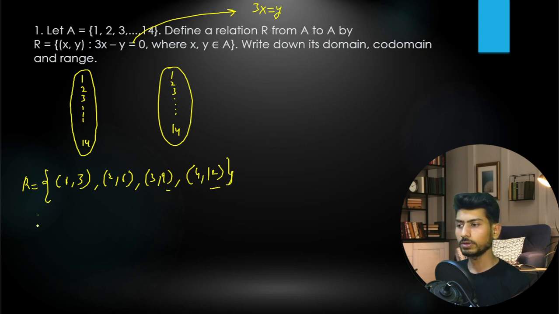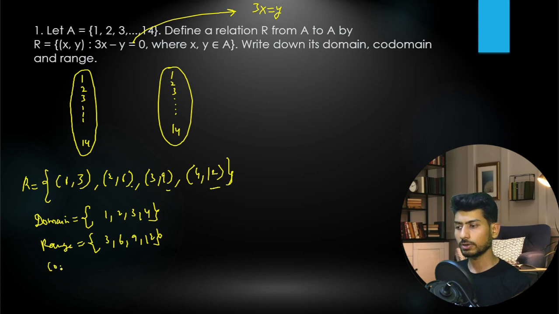So they are asking for the domain. What is the domain? Now we can write the domain here as 1 2 3 4. What is the range? Range is basically the output: 3 6 9 12. What is the codomain? Codomain is basically the full set, the left side set. Codomain is basically 1 2 3 dot dot dot 14.